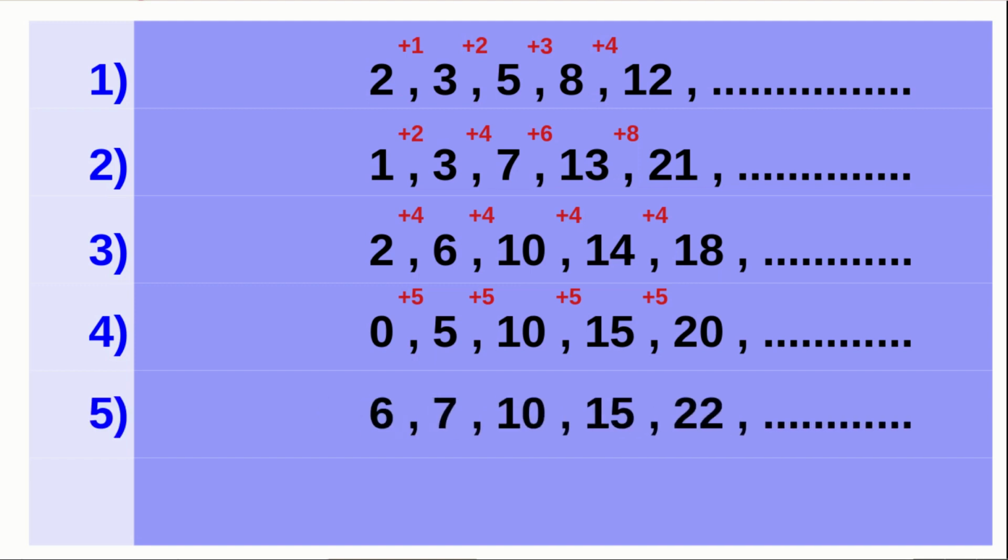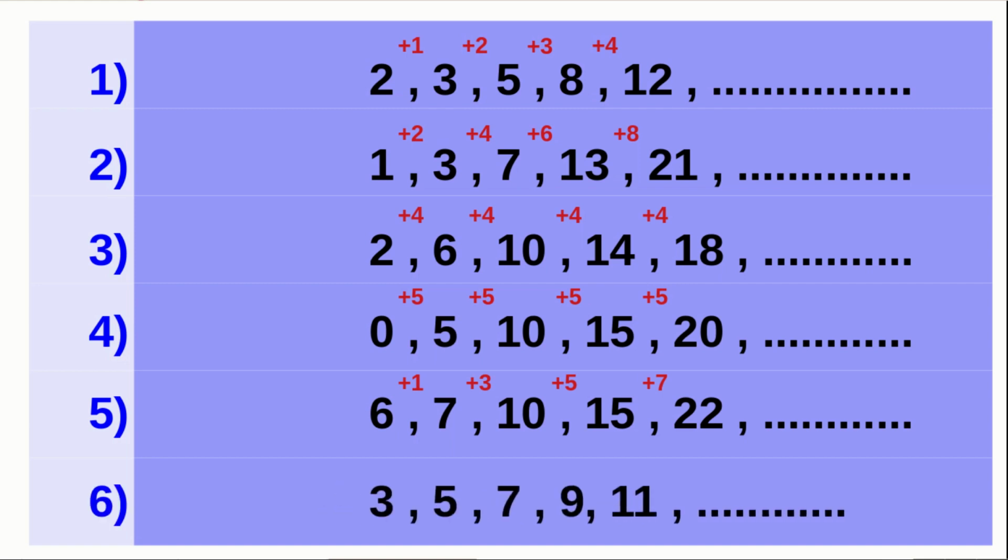Next one: 6, 7, 10, 15, 22, etc. The first number is 6, 1 is added to get the second term, 3 added, 5 added, 7 added, and so on. Another sequence: 3, 5, 7, 9, 11, etc. The first term is 3, 2 is added to get the next term, again 2 added, and so on.